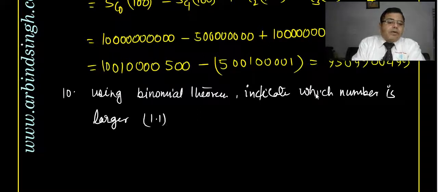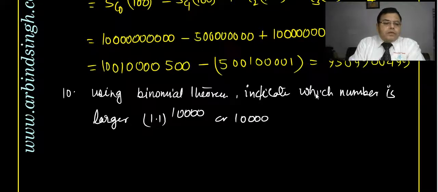1.1 to the power 2440 or 1000, right? This is 1000. So which one is larger? That you have to calculate out of 1000 and this. So we can write here the solution.